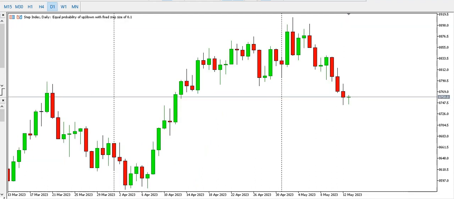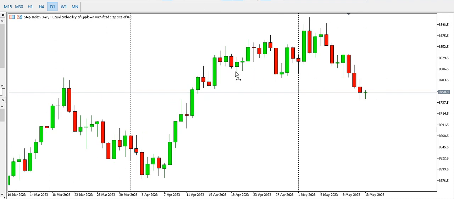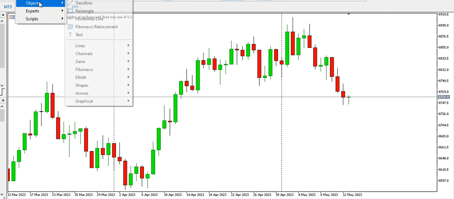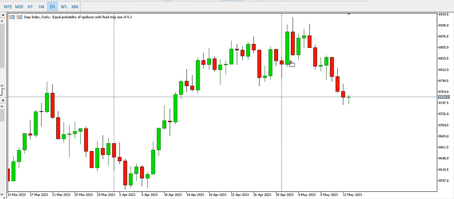Let's look at Step Index on the daily time frame. This is the daily time frame of Step Index. We can see on the daily time frame a double top. This is the first top, this is the second top.